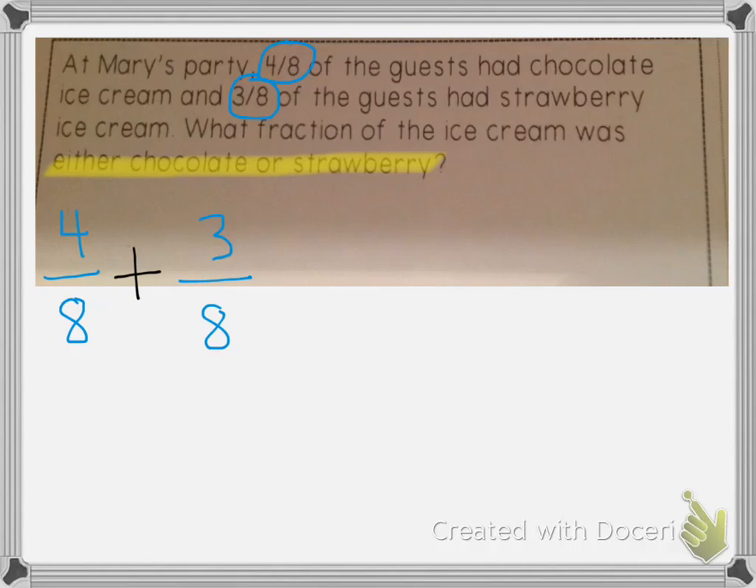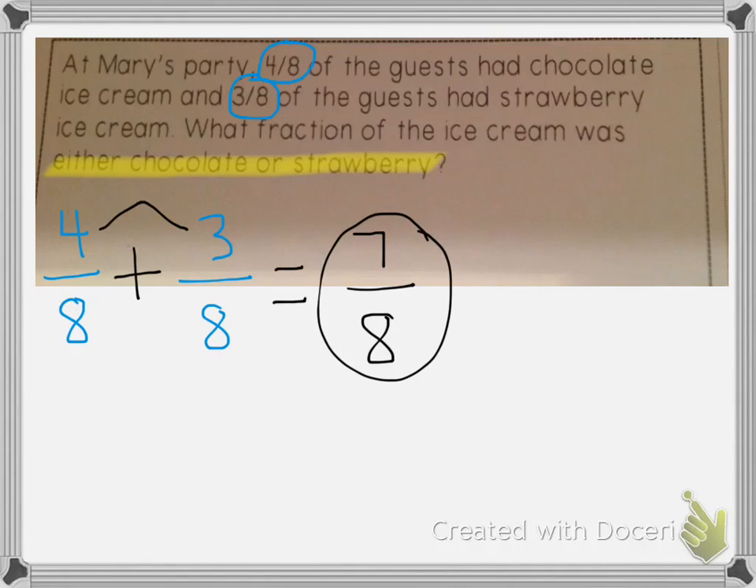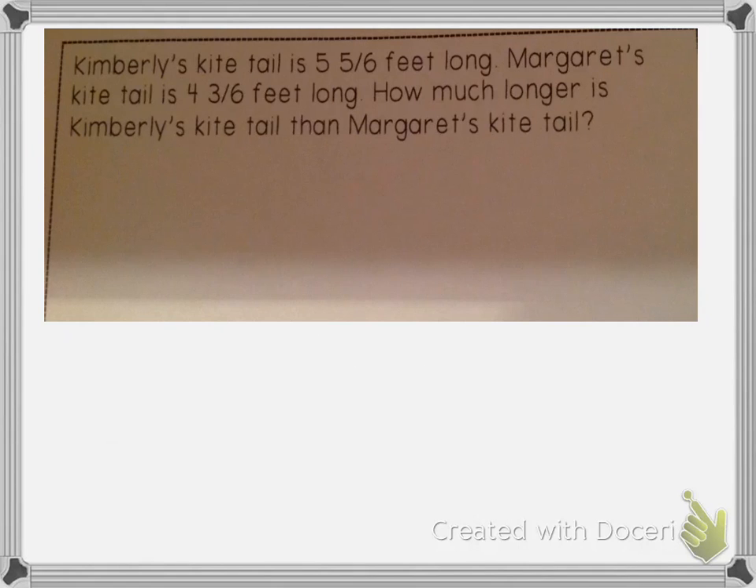Okay, so I want to really look at that question. So what fraction of the ice cream was either chocolate or strawberry? So we're looking at the guests. So 4/8 was chocolate and 3/8 was strawberry. So we want to add those together. So remember, we're going to add our two numerators. 4 plus 3 is 7. The denominator stays the same. So the answer is 7/8. Okay, let's look at the next one.